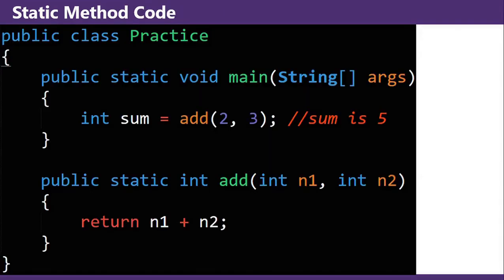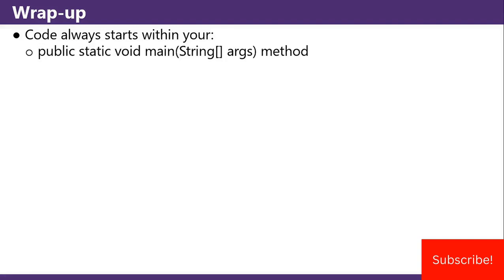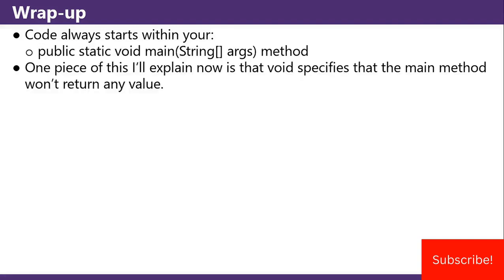Static method code. You have a main function where you do a sum and you call the add function with 2 and 3. In your add function, you're simply adding the two numbers you provided to the function together and then returning the answer. Code always starts with your public static void main(String[] args) method. One piece of this I'll explain now is that void specifies that the main method won't return any value.